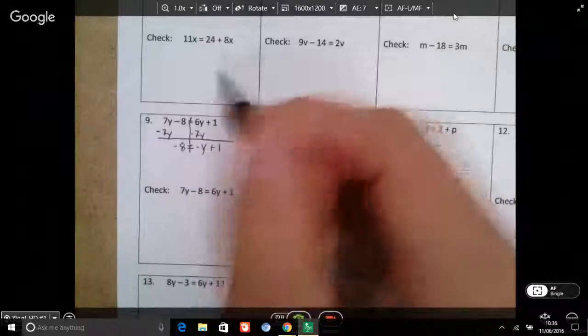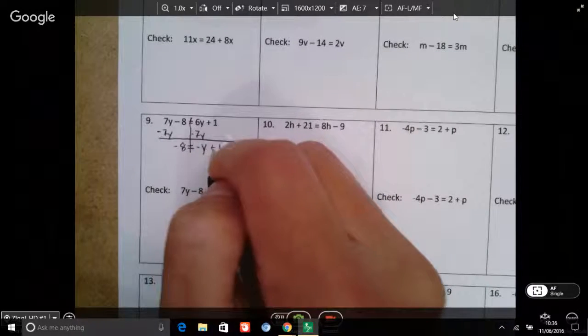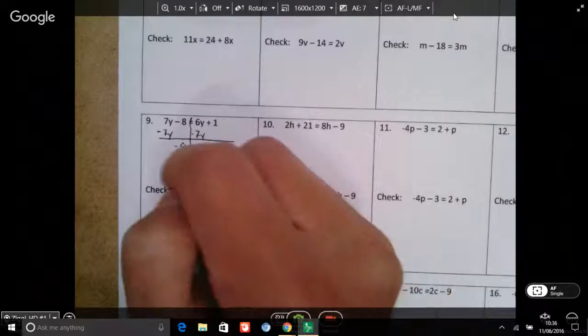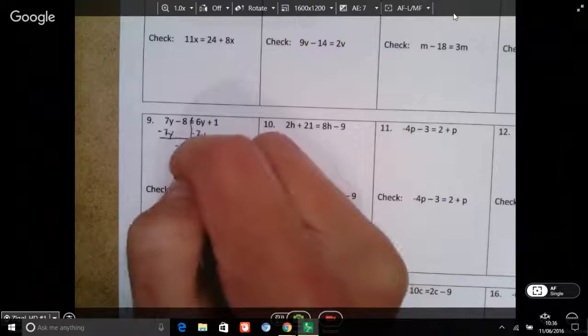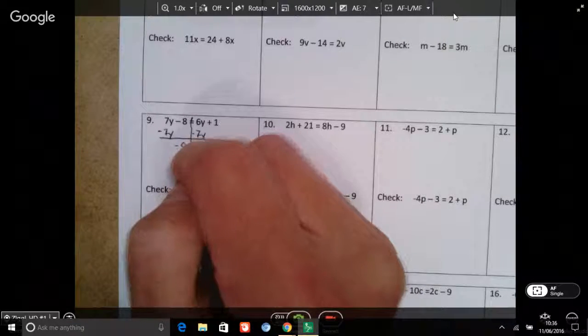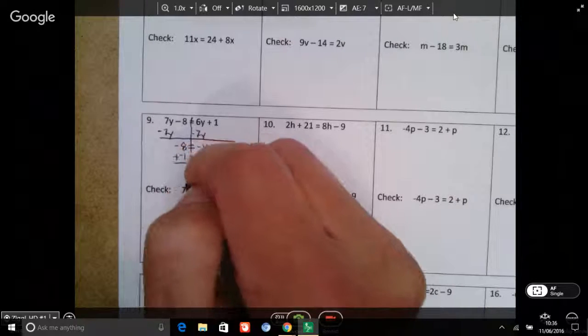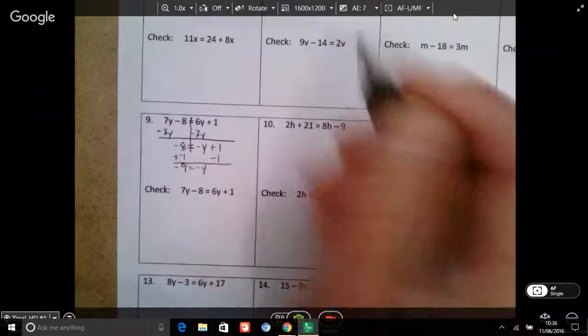Now I have a two-step equation. So there's my y. I need to move this 1, so I'm going to subtract the 1. So I have negative y equals negative 8 minus 1. I can use "same, opposite, opposite" if I want. Negative 8 minus 1 gives me negative 9. And negative 9 equals negative y.